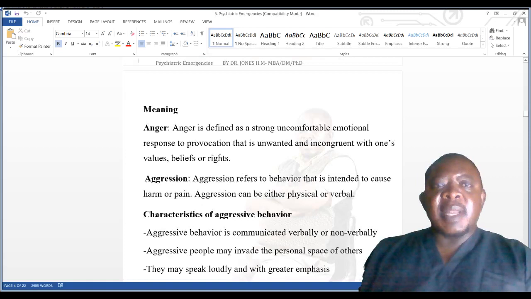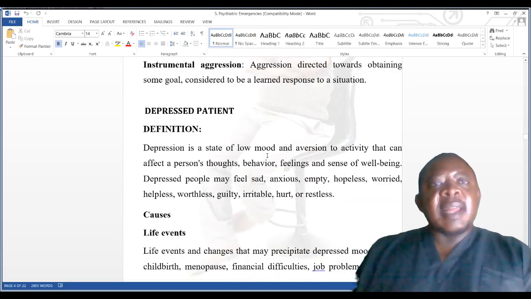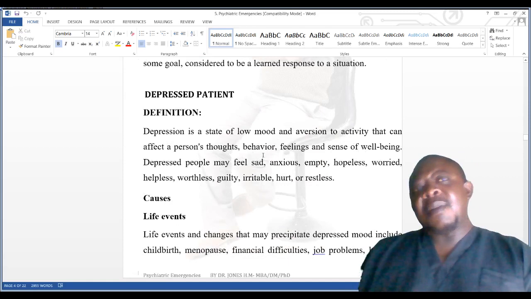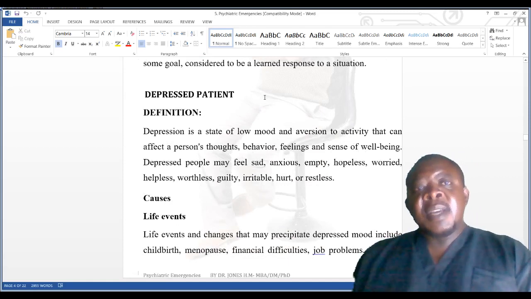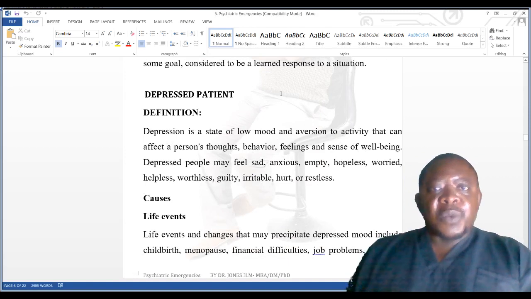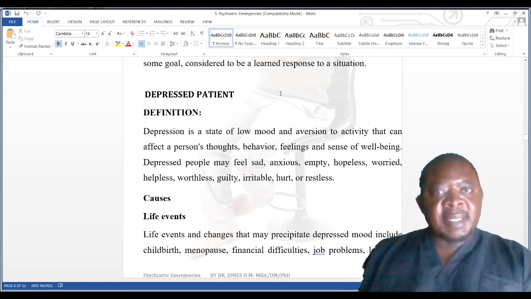Having looked at aggression, and defined some terms like anger and aggression itself, and looked at the characteristics of aggression, it is now time to look at another type of mental health emergency: depression, or depressed patients. Depression is a state of low mood and aversion to activity that can affect a person's thoughts, behavior, feelings, and sense of well-being.